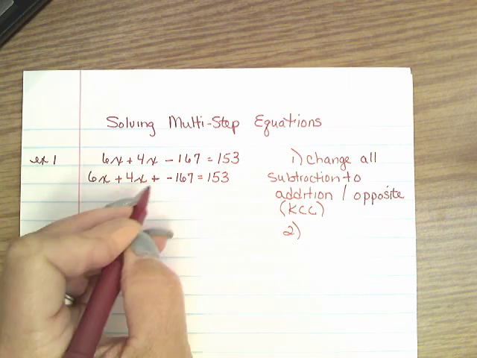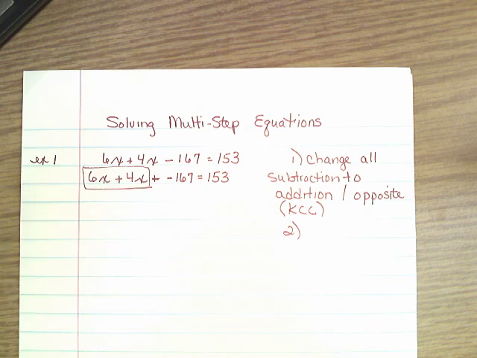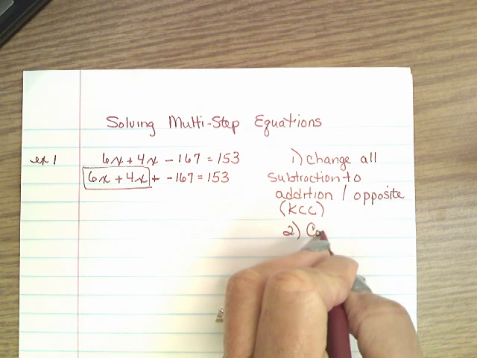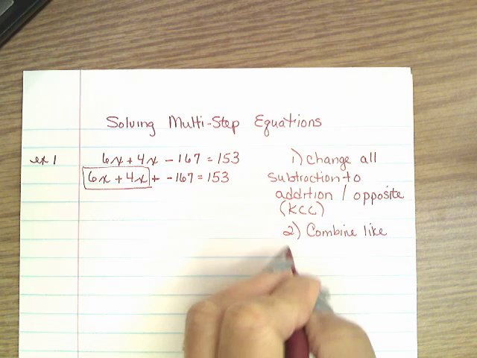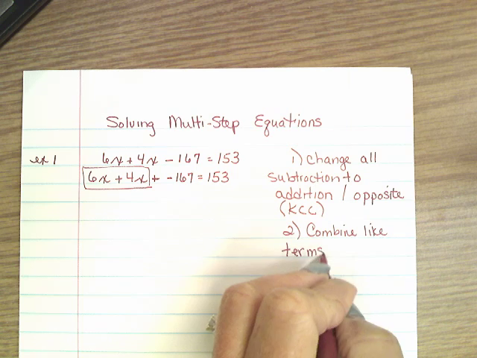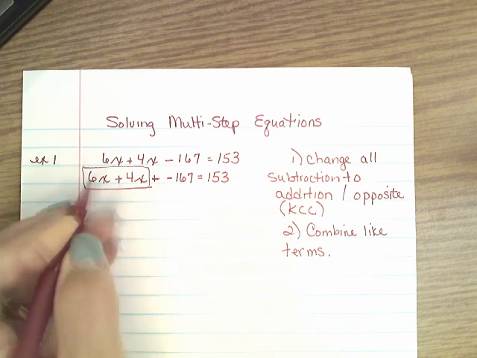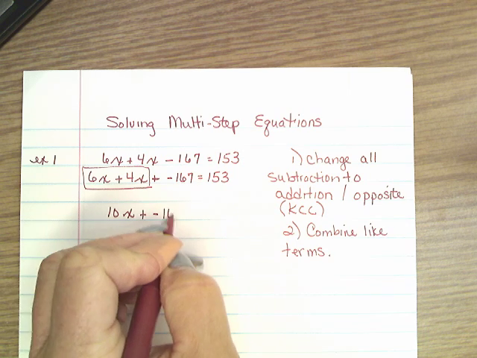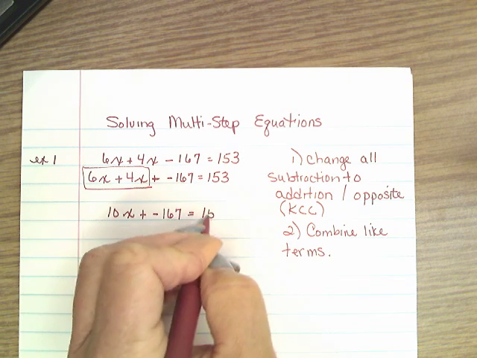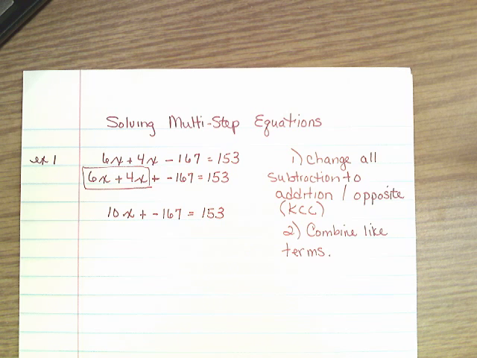Second step, we want to combine like terms. So we have 2 terms that we can combine. So step 2, combine like terms. So 6x plus 4x is 10x plus negative 167 equals 153. Now we're down to a 2-step equation.